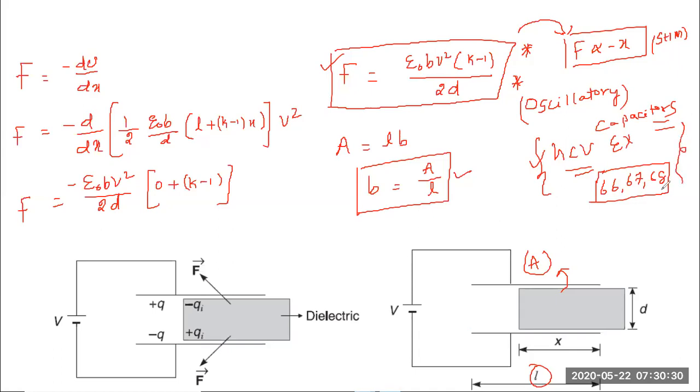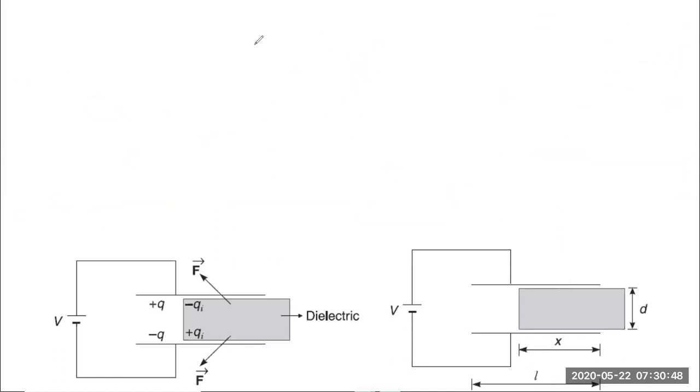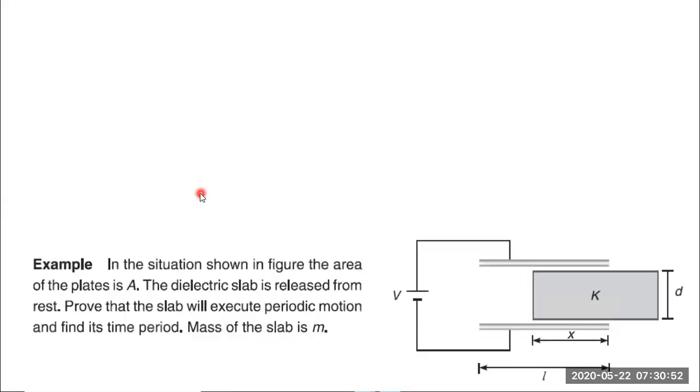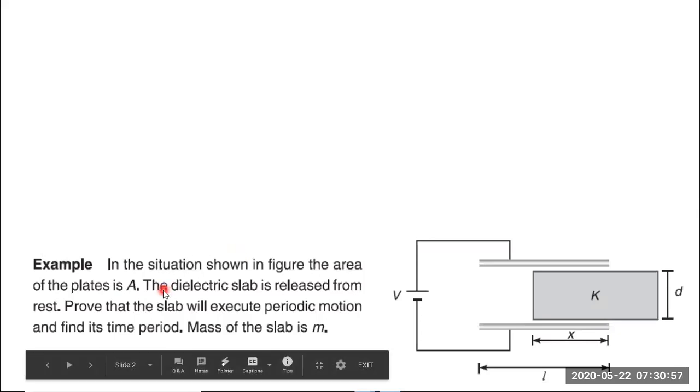Next, you take one more example also. Anyway, we have concluded it as oscillatory. Let us find the time taken for one complete oscillation. Because here one example is given, to get more clarity on this, let us read this example.